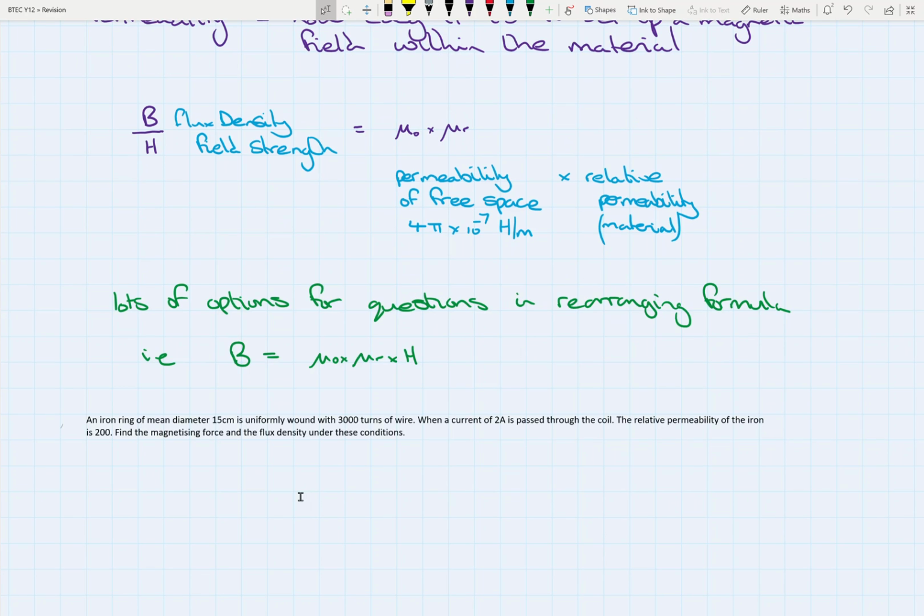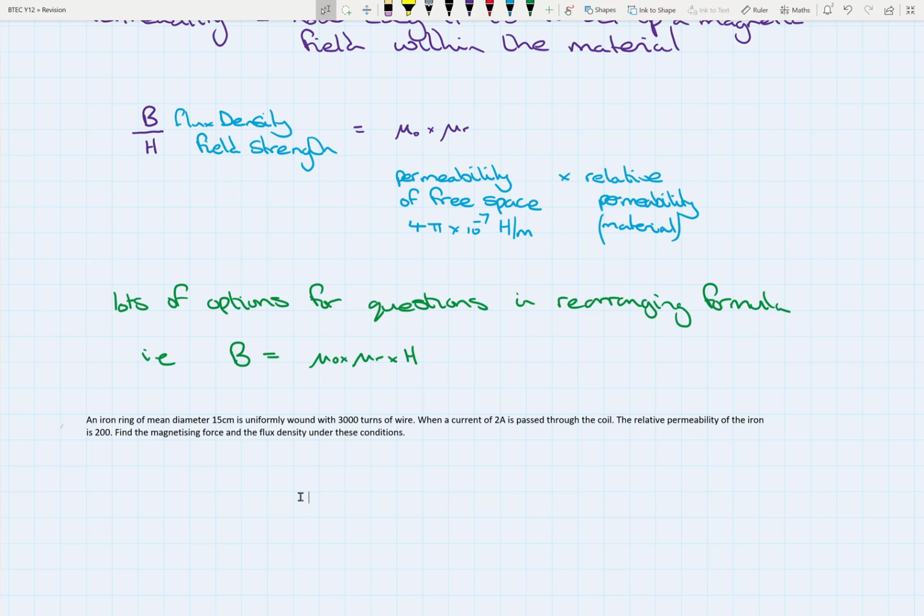Okay, so here we've got a typical question. An iron ring, mean diameter 15 centimeters, 300 turns of wire around it, 2 amps, and what we want to do is find the magnetizing force H, and then find the flux density. A little bit of rearranging, but first of all, let's find out what H is.